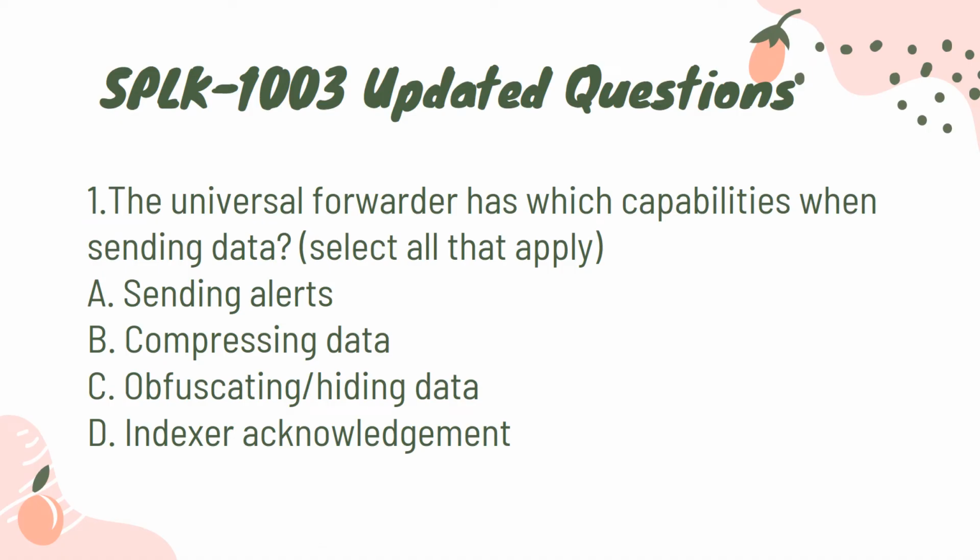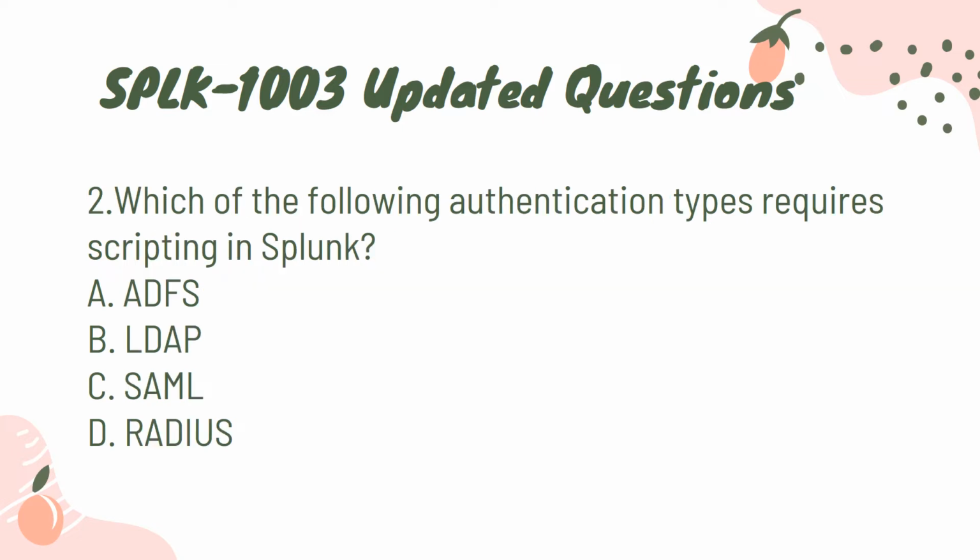1. The universal forwarder has which capabilities when sending data? Select all that apply. A. Sending alerts. B. Compressing data. C. Obfuscating, hiding data. D. Indexer acknowledgement.